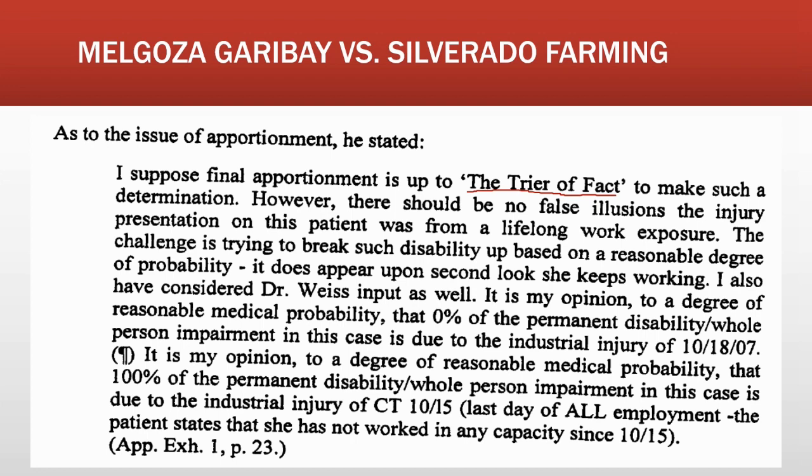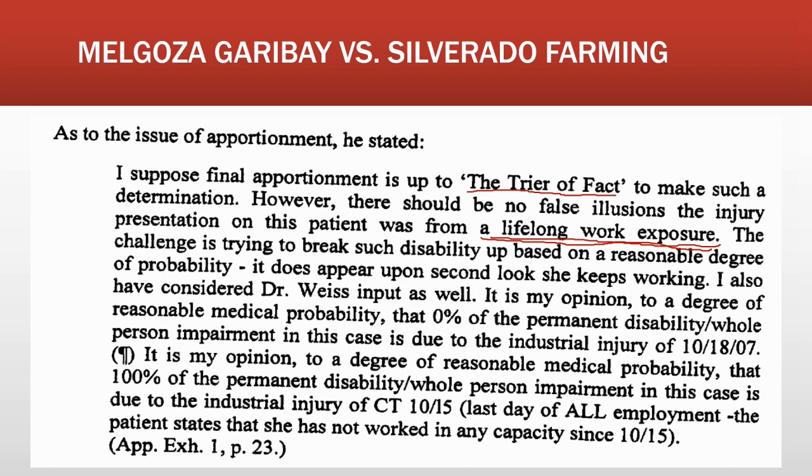However, there should be no false illusions that the injury presentation on this patient was from a lifelong work exposure. Well, if there's a lifelong work exposure, do you think that there should be some apportionment to relieve the current employer of some of the liability for the impairment rating, which is due to a lifelong work exposure with multiple employers? It would seem that there should be some apportionment in that case, especially if there's arthrosis of the wrist joint, which was described on the original diagnosis. Those degenerative changes, it would seem, would be responsible for at least a portion of the current impairment. But he tells us that there's a challenge with apportionment, and that challenge is dividing such disability up based upon a reasonable degree of probability.